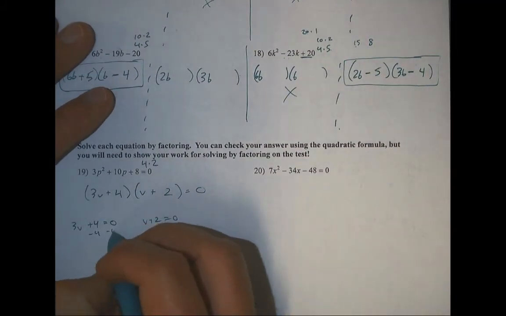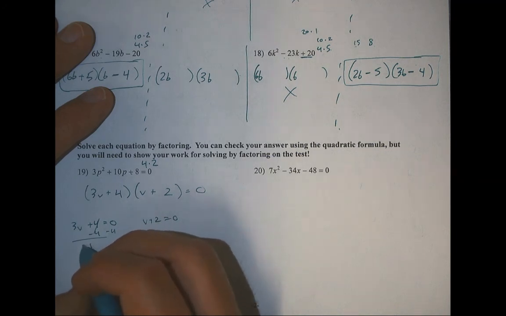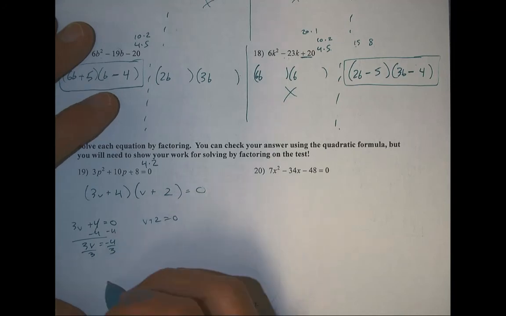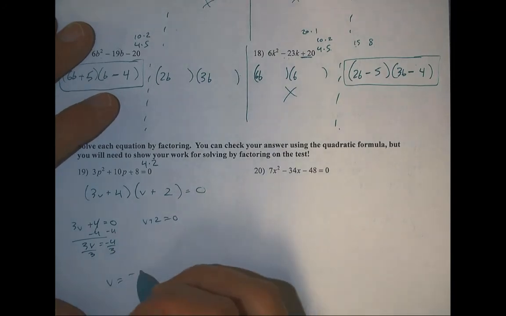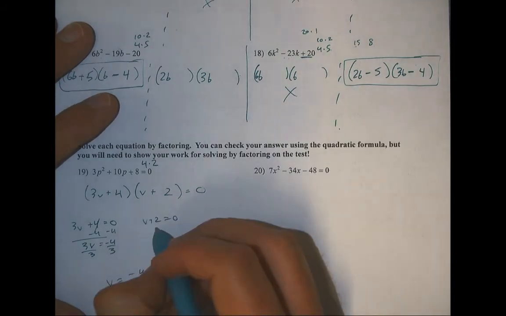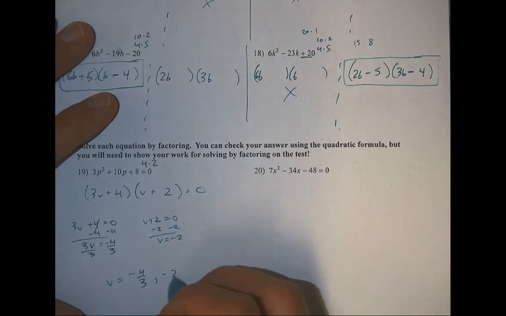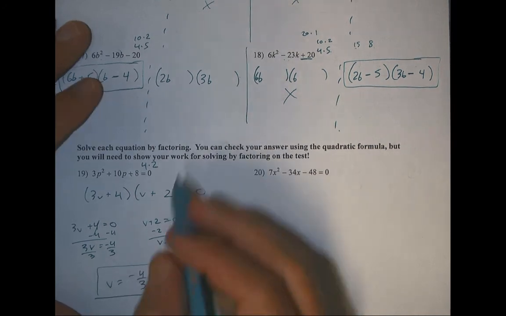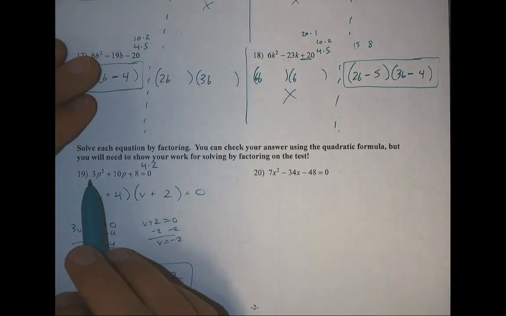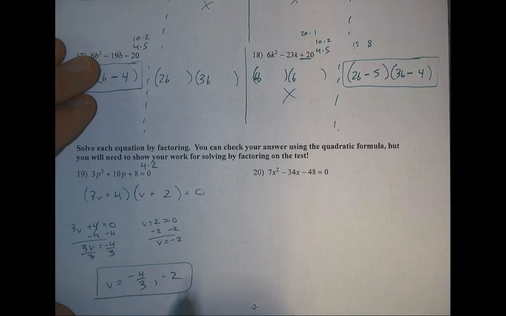So minus 4. 3v equals negative 4. Divide by 3. Okay, so v equals negative 4/3. Leave it as a fraction. Minus 2 over here. v equals negative 2. Those are my two solutions. You could run it through the quadratic formula. That's your A, your B, your C, and you could double check those answers.